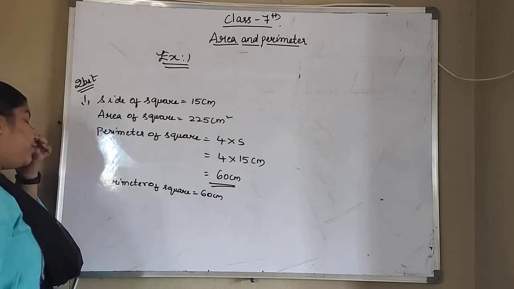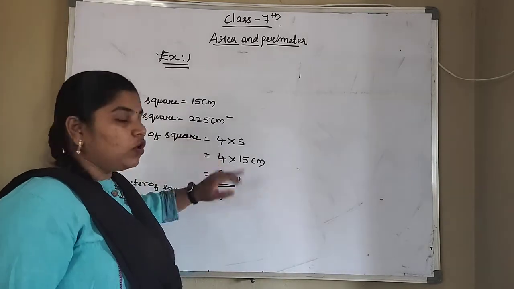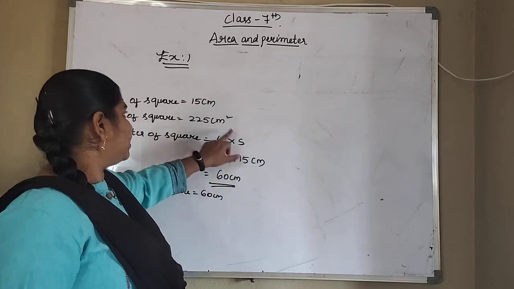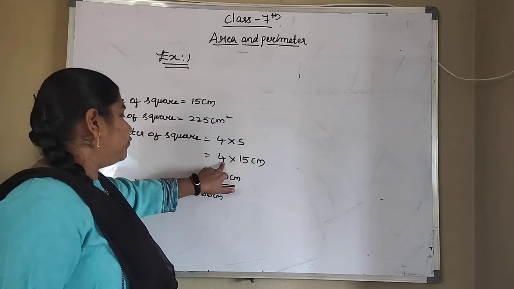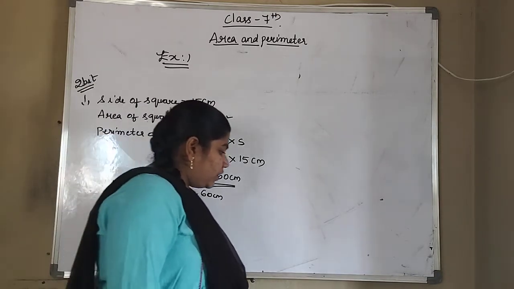So we have to find the perimeter of the square. We know the formula as 4 into S. 4 is a constant value, and the side value you got is 15. So 4 15s is 60 centimeters. So this is our first solution.